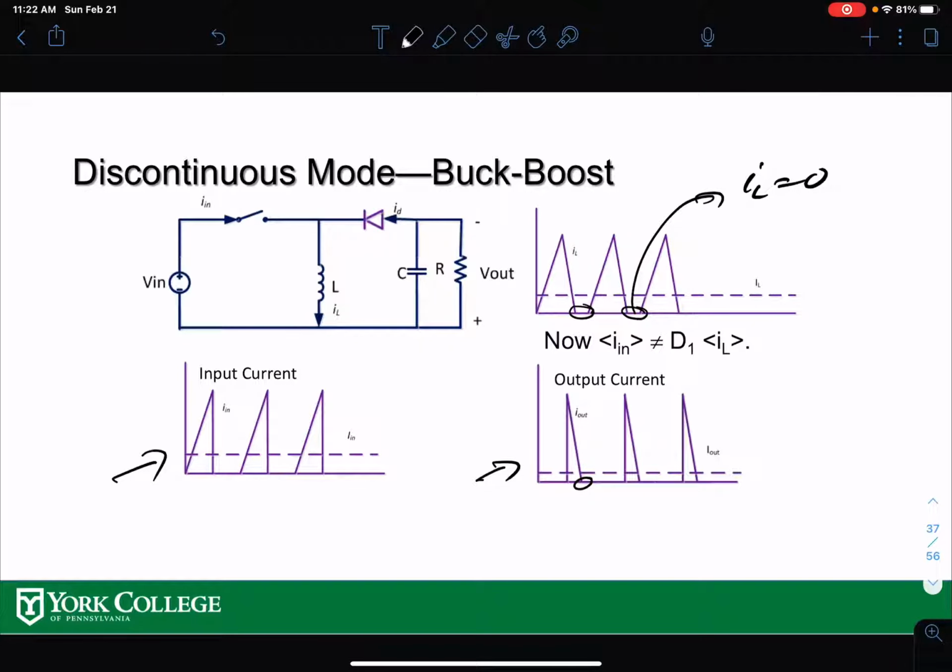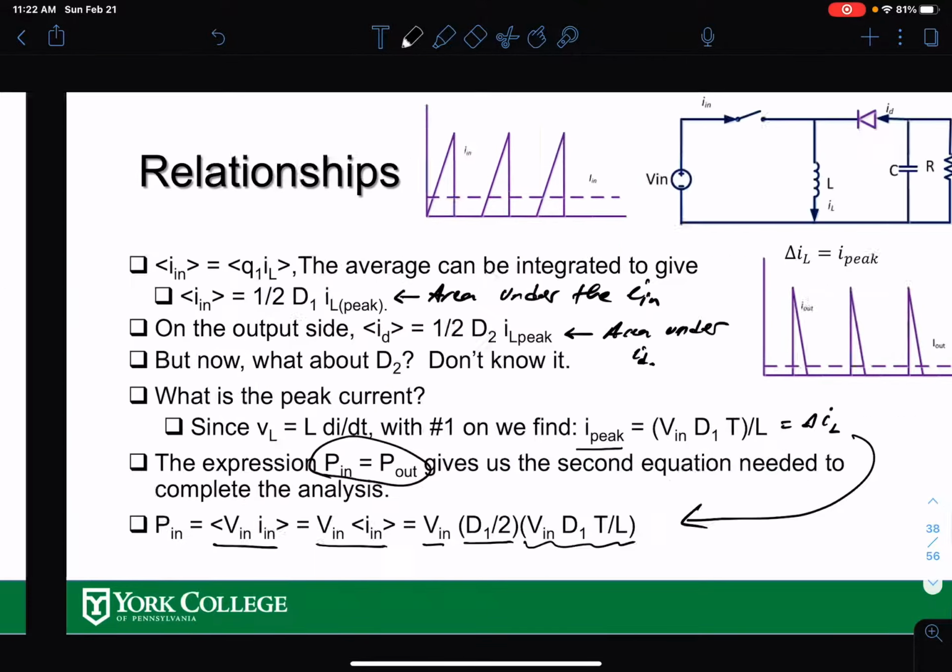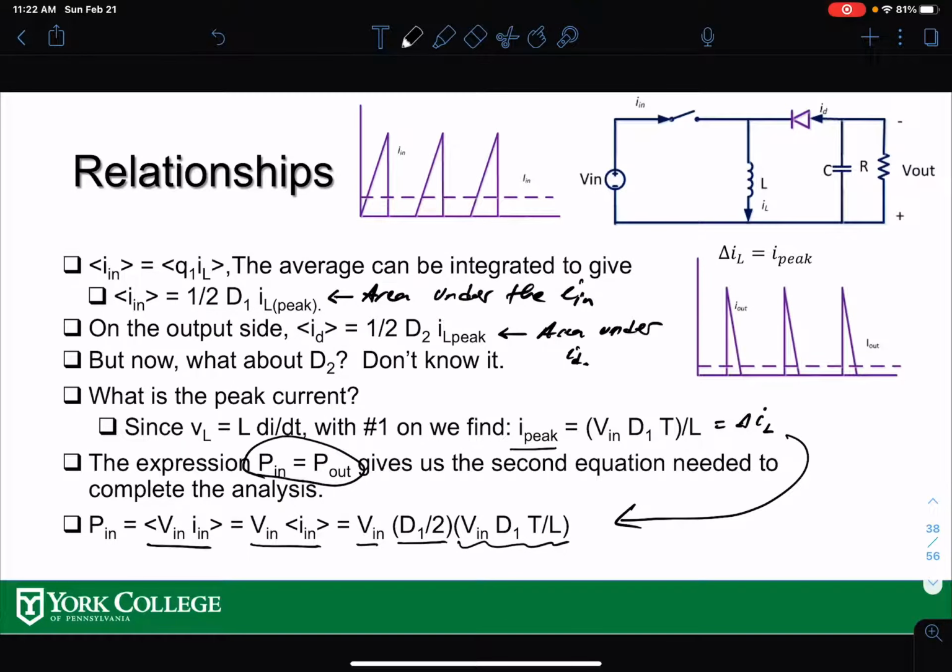So now, how do we analyze this? How do you find the relation between input and output voltage? This is the input current here. If you're trying to find the average input current out of this, we have to integrate that over time, right? If you integrate it over time, it's a triangle, so we get the area under I in. This is the I in here.